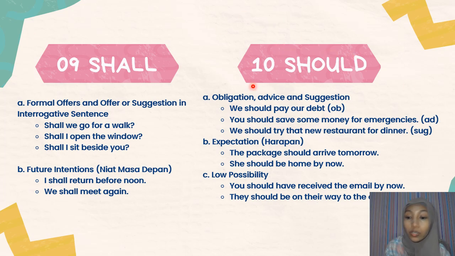The tenth is should. Obligations, advice, and suggestions. We should pay our debt, obligations. You should save some money for emergencies, advice. We should try that new restaurant for dinner, suggestions. Expectations. The package should arrive tomorrow. She should be home by now. Next, past possibility. You should have received the email by now.